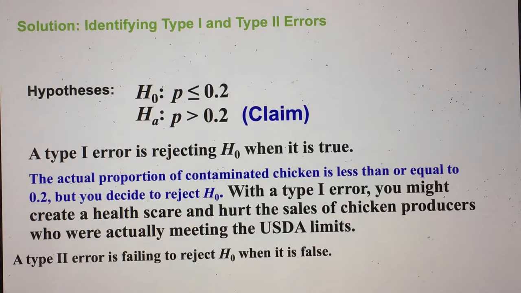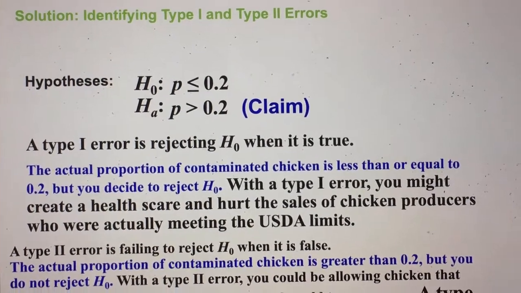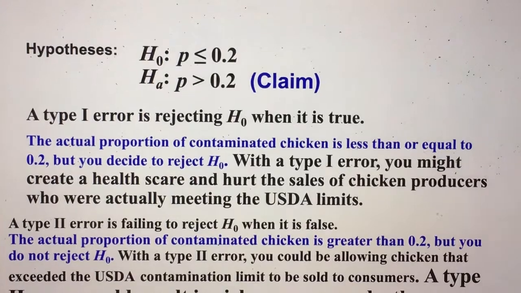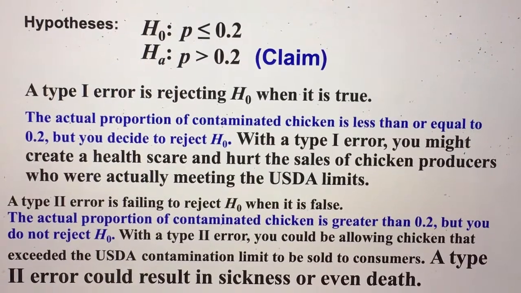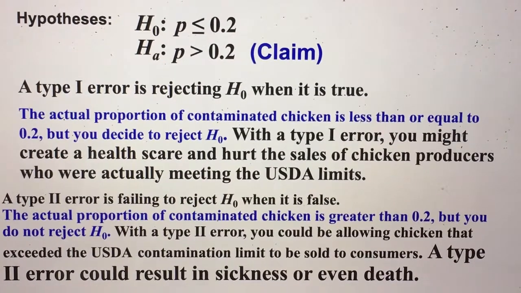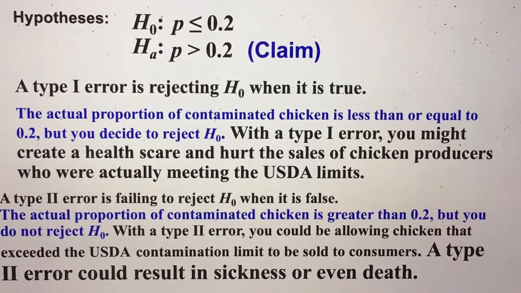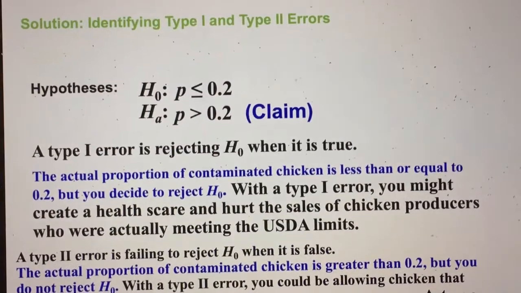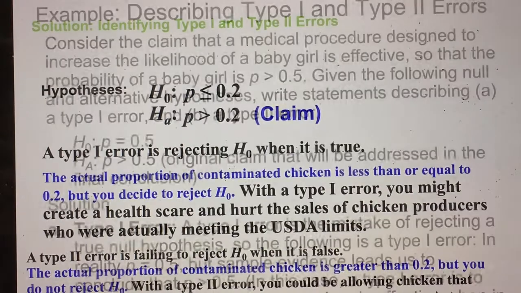A type 2 error is failing to reject H sub 0 when it is false. The actual proportion of contaminated chicken is greater than 0.2, but you do not reject H sub 0. With the type 2 error, you could be allowing chicken that exceeds the USDA contamination limit to be sold to consumers. A type 2 error could result in sickness or even in death. So this is the game that we play in statistics, determining which error is more serious.